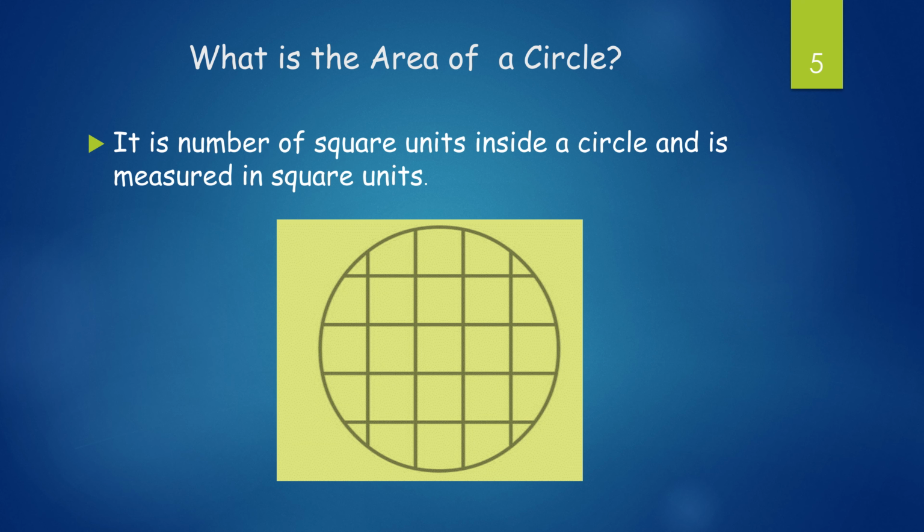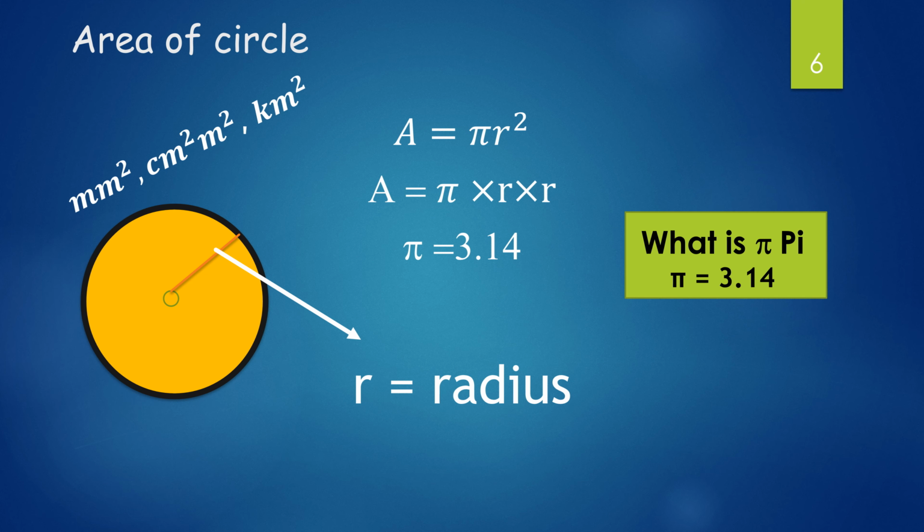So what is the area of a circle? As you see in this picture, there are a number of square units inside a circle. So I can count all the squares and say the area is 21 centimeters squared, for example, here. However, it's easier to use a formula instead of counting all the squares. So we say area of circle is pi r squared.